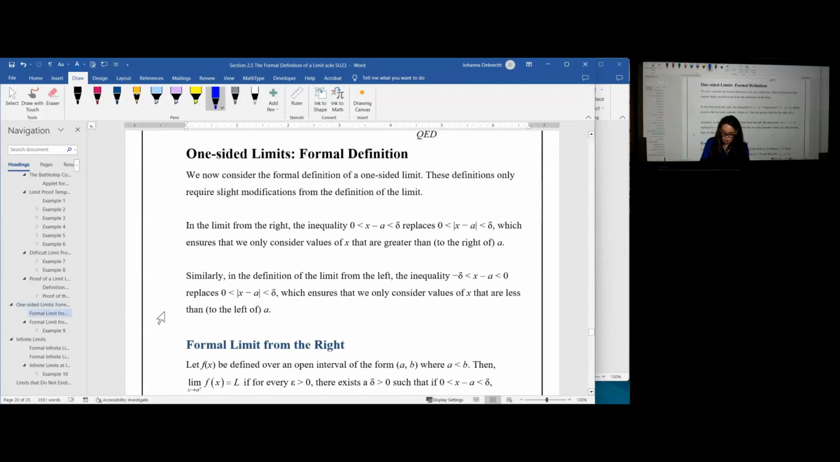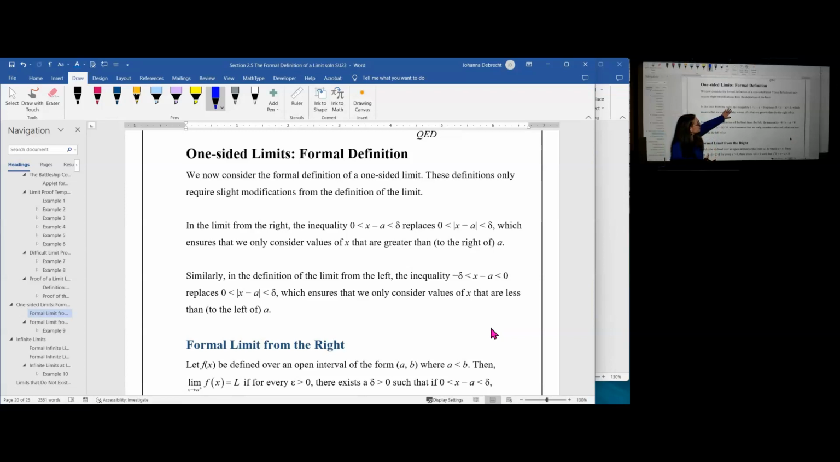When we look at a one-sided limit, remember that a one-sided limit means that x is approaching the value of a from one side only. From the left is from below, and we write a negative in the power position above a. From the right is from above, and we write a plus sign in the power position above a. In this case, we know which side of a the x is going to be on.